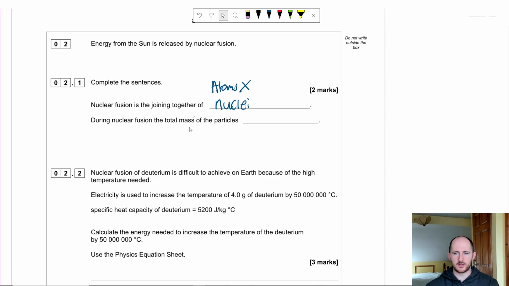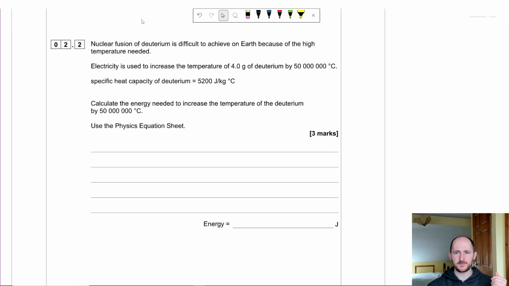During nuclear fusion, the total mass of the particles decreases, which is where the energy comes from in nuclear fusion: the decrease in the total mass of all of the individual particles. When you fuse them together, some of the mass is lost as energy, which we see as heat and light, which is why the sun is very bright and also very hot, shockingly.